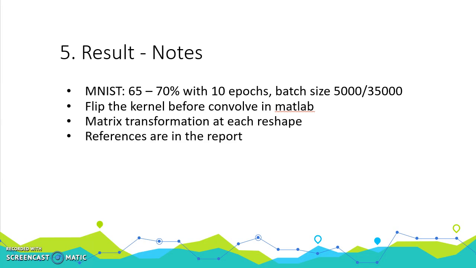I have some notes that I think are important: you should flip the kernel before convolution in MATLAB, because of the structure of that function. And also you have to take care about the matrix transformation at each reshape, because sometimes your volume will be flipped. Also, I have references in the report.